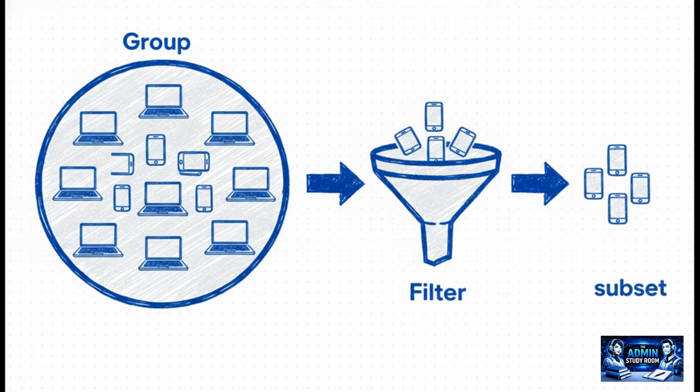A group answers the big question: who gets this policy? It's your broad audience, like all corporate laptops. A filter, on the other hand, comes after and answers a more specific question. Of all those corporate laptops, which specific ones should actually get this? The best analogy is mailing a letter. The group is the city and state you're sending it to. The filter is the specific street address and apartment number. It refines the delivery with surgical precision.